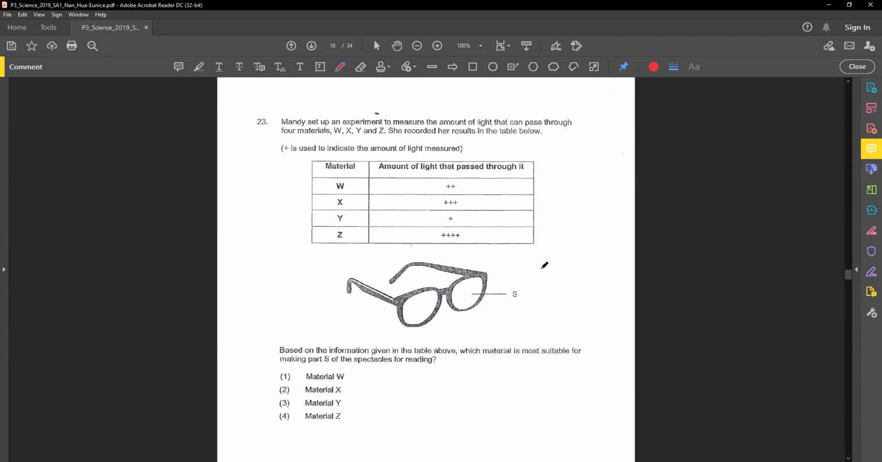Now, question 23 shows you a table measuring the amount of light that passes through 4 different materials using a plus sign. As you need to be able to see through spectacles for reading, part S must be transparent and allow light to pass through. Looking at the table, material Z allows for most light to pass through with the most number of plus signs. So the answer should be Z, option 4.